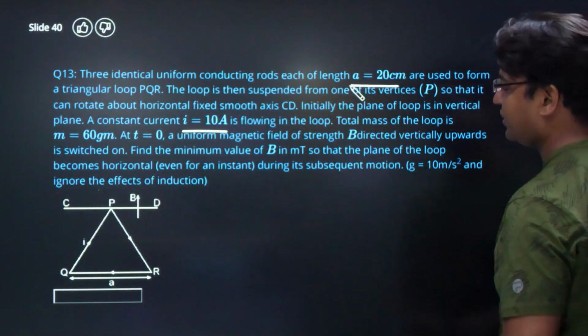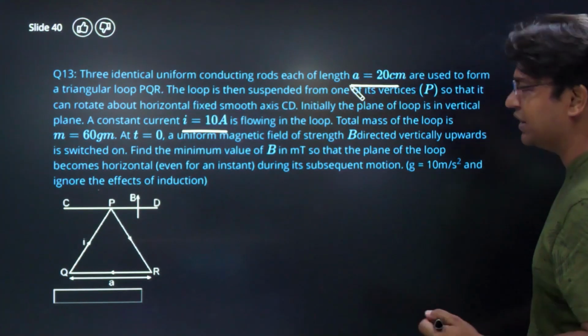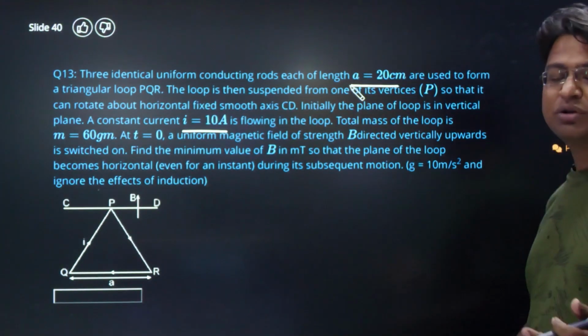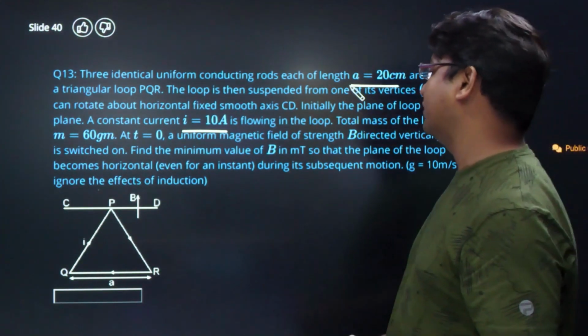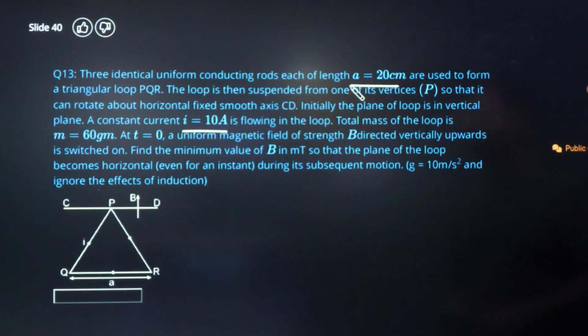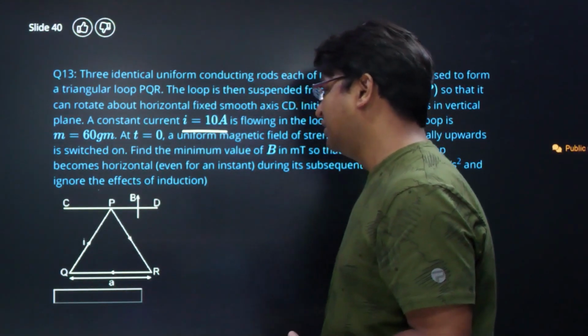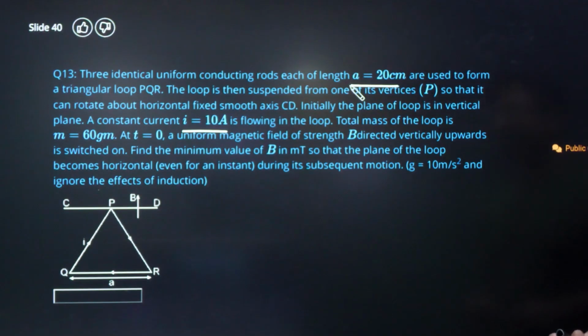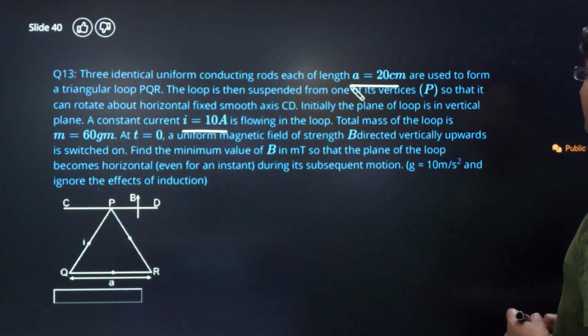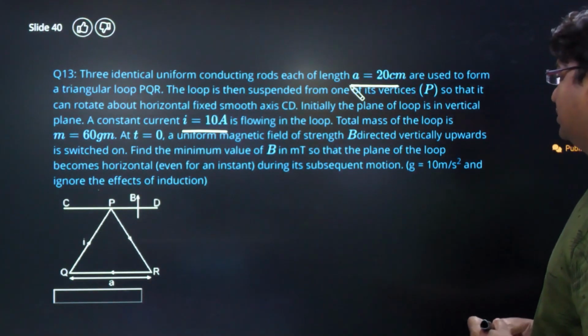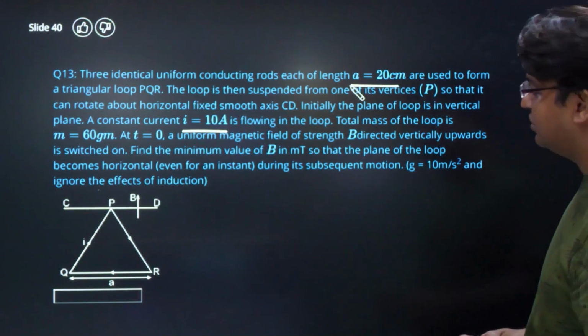Okay, so we have been given the value of current, and we have been given the side length of the equilateral triangle, so we can calculate the area, and therefore we can also calculate the magnetic moment of this triangular loop. Total mass of the loop is 60 gram, and this mass can be assumed to be concentrated at the centroid of the triangle. Find the minimum value of B in millitesla so that the plane of the loop becomes horizontal during its subsequent motion.